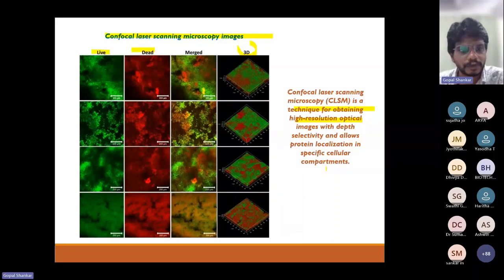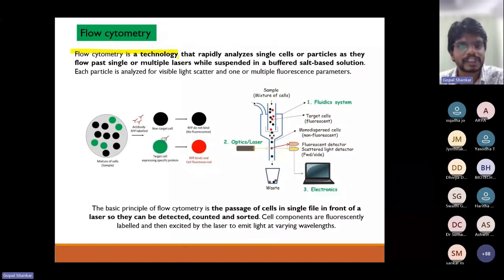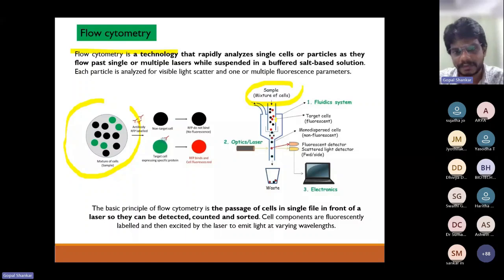And you can also use flow cytometry, which will sort your cells based upon the fluorescent tagging. The basic principle is that you pass the cells through a single file, and this is basically a mixture of cells, and you tag them with some fluorescent molecules. So when they interact with the laser, there is something called excitation wavelength and emission wavelength. They get excited at a particular wavelength, go to a higher state, and when they come back to the ground state, they give some emission at a different wavelength, that is color. So based upon these fluorescent detectors, you can quantify the cells, that is cell sorting.